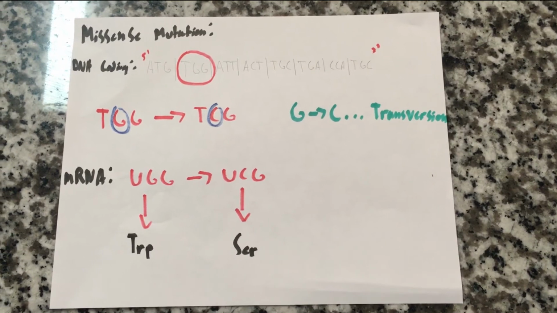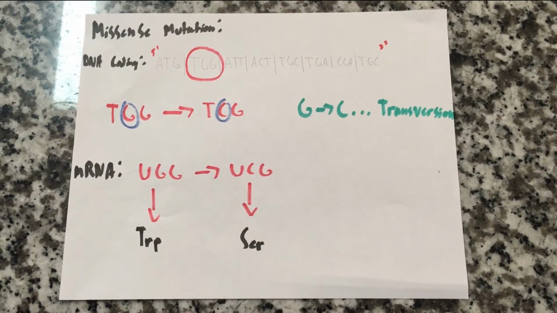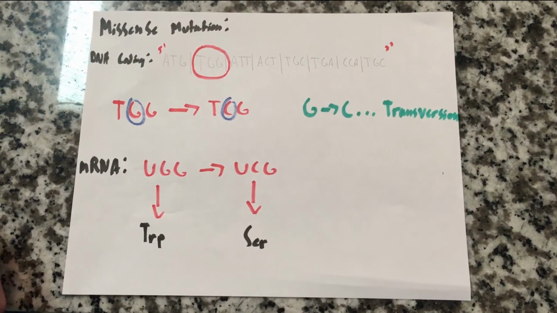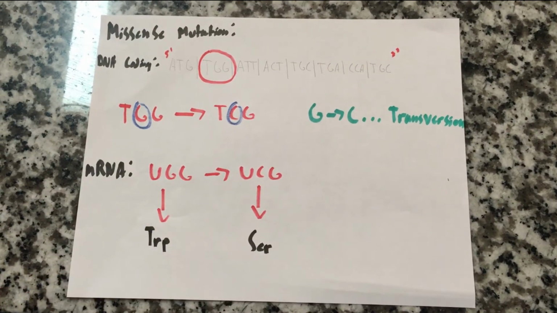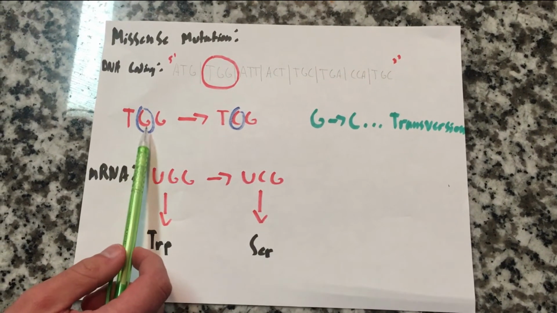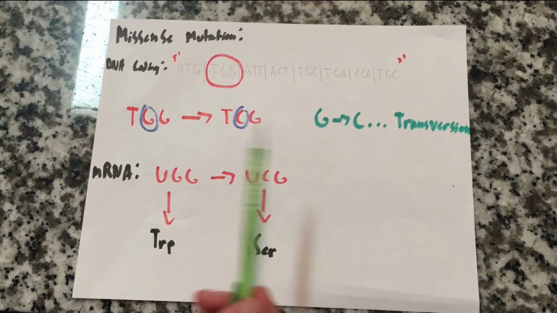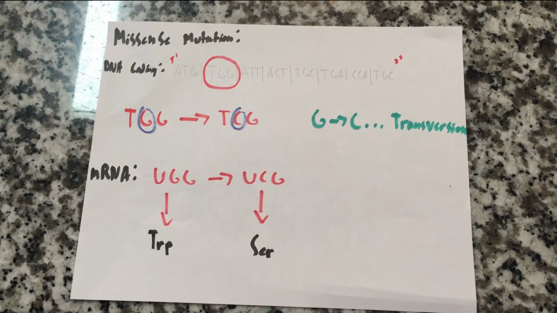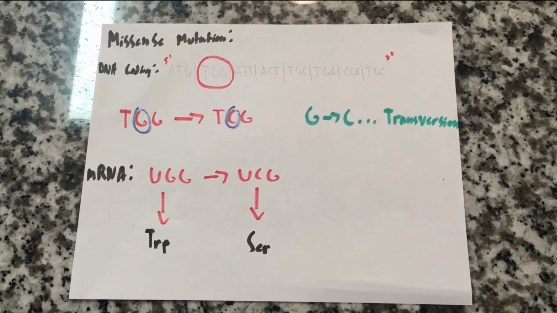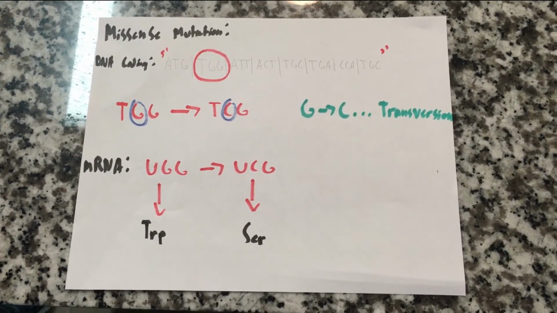Our next example is going to be a missense mutation. We're going to zoom in to our DNA codon strand into the TGG. If we change our G over here to a C, this is going to result in a transversion because we're switching from a purine to a pyrimidine. And that's what a transversion is.